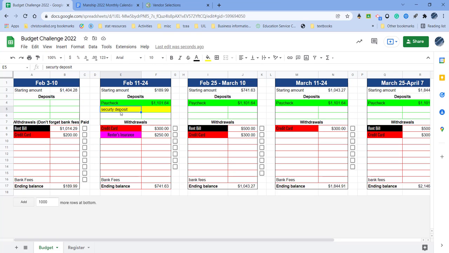You will also, sometime around week 3, get a security deposit refund, somewhere in the neighborhood of 200, a little bit more than that sometimes. We'll see that either show up in this pay period or in this next one.